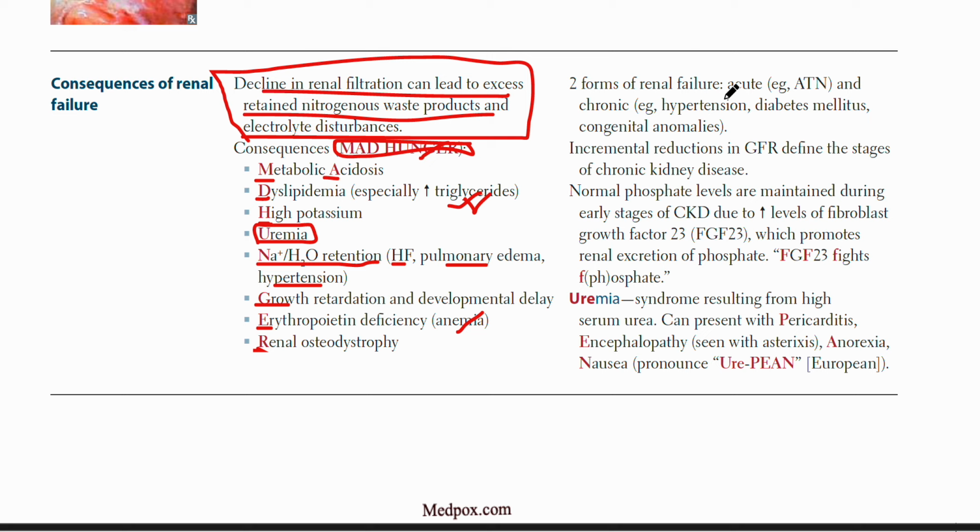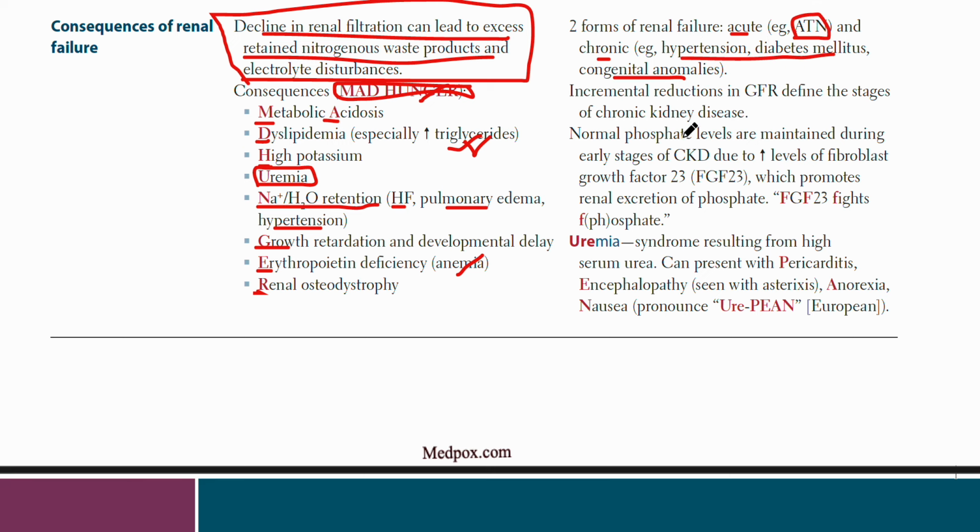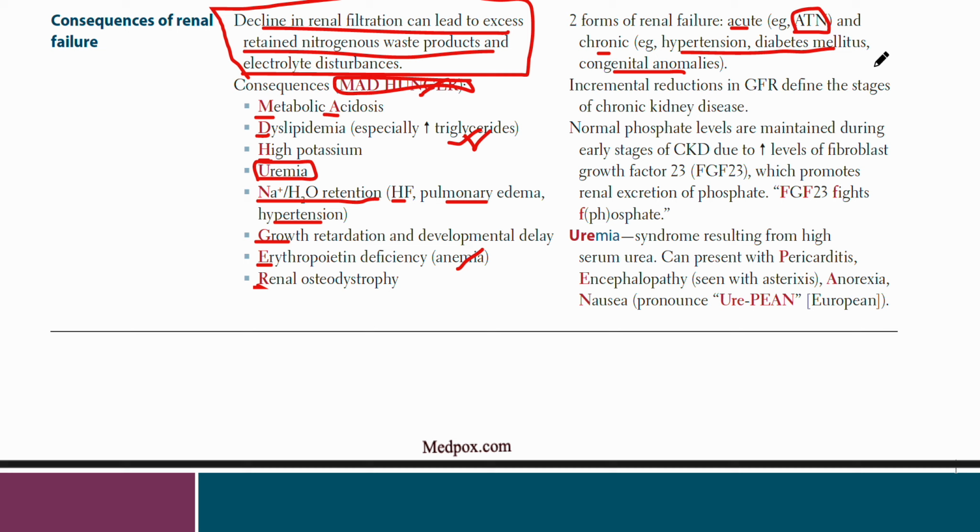So two forms of renal failure are there, acute and chronic. In acute cases, acute tubular necrosis can cause the renal failure, and in chronic, hypertension, diabetes mellitus, or congenital anomalies can cause the renal failure. The incremental reductions in GFR define the stages of chronic kidney disease, right? So stages are grade 1, 2, 3A, 3B, 4, and 5. That depends on glomerular filtration rate.